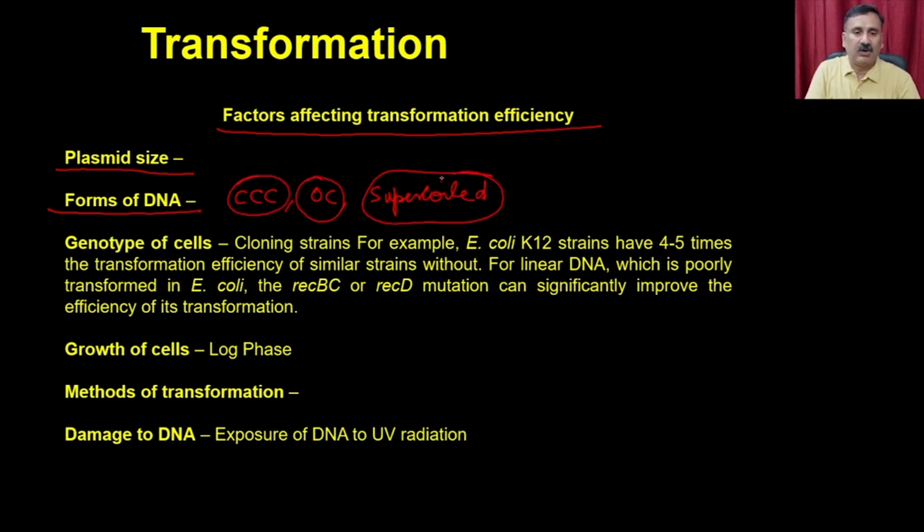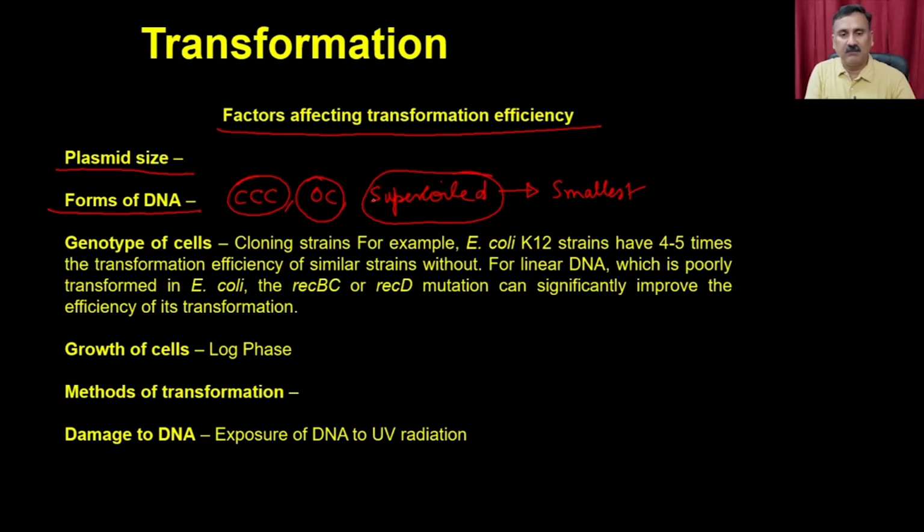So regarding surface area of the molecule, the supercoiled is the smallest, whereas the other two forms have a larger surface area. So that's why if you use supercoiled DNA, the transformation efficiency is going to be very high compared to the closed circular DNA or the open circular DNA.